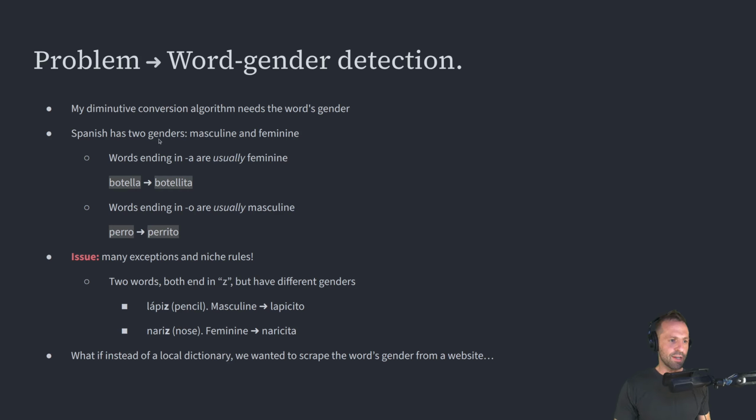And to review, Spanish has two genders, masculine and feminine. So words ending in A are usually feminine. For example, botella and botellita. And words ending in O are usually masculine. So perro and perrito. But there's an issue. There are many exceptions and niche rules.